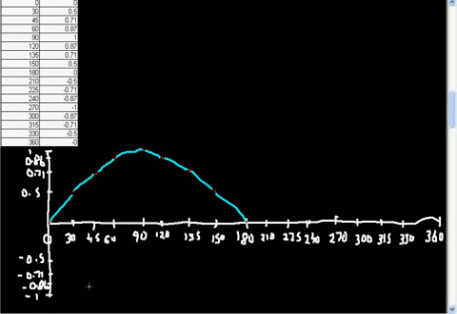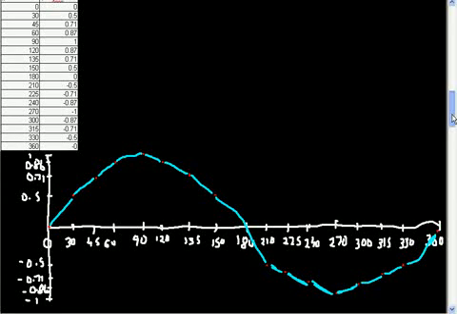Now let me sketch the rest of the graph. So at 210 it's negative 0.5. At 225 it's negative 0.7. At 240 negative 0.86, and at 270 it's negative 1. Let me show you how that sketch would look. I plotted the rest of the points for you, and you're getting a sinusoidal shape.